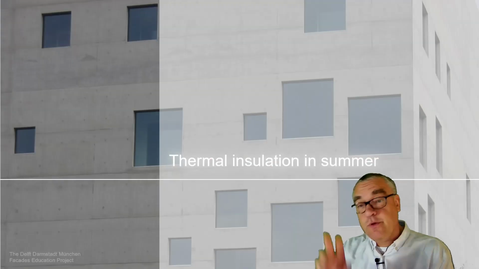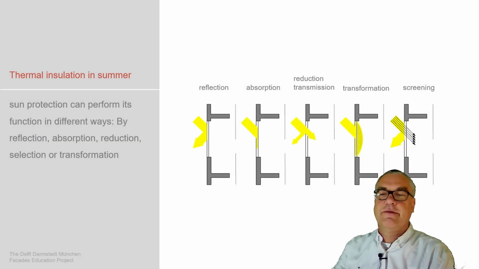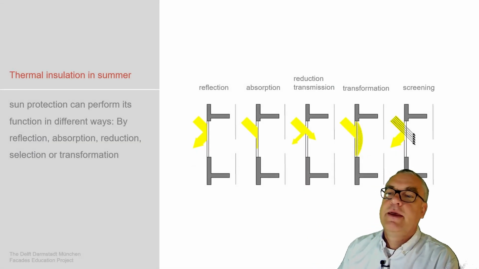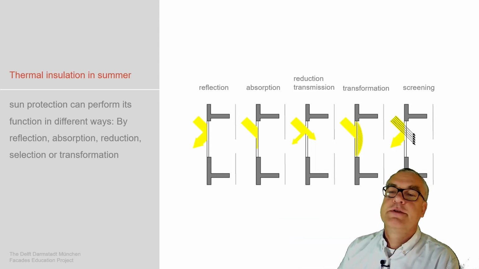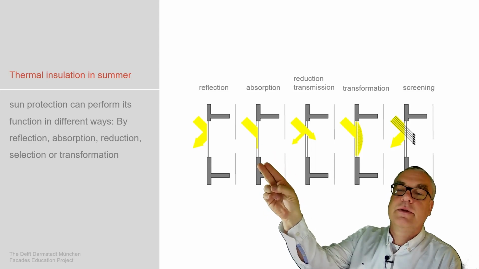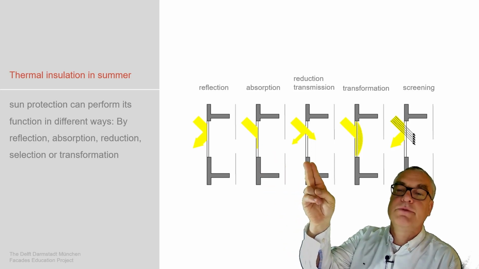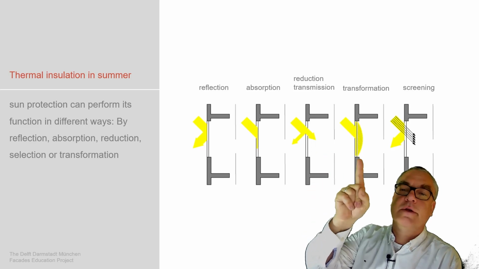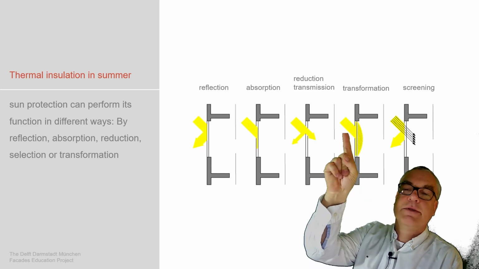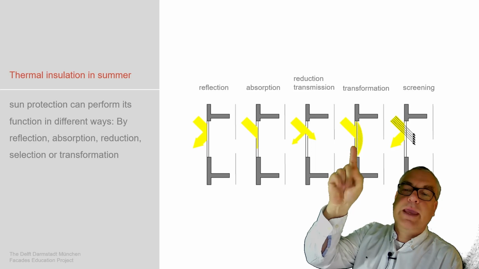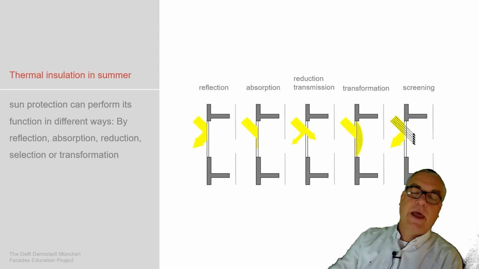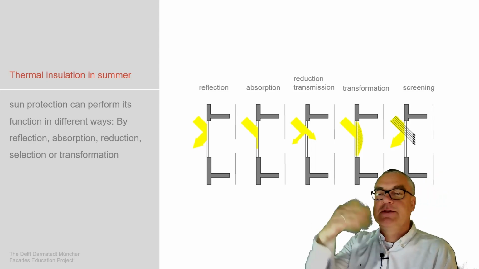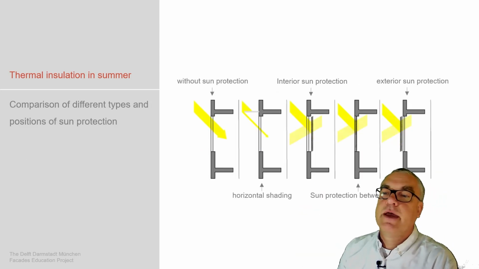Thermal insulation in summer works the same way, but vice versa. And here we have to deal with thermal insulation in summer mainly by the windows: reflection of the sun, the absorption in the glass itself, some transmission, so the energy going through the facade, and transformation, which means the sunlight is transferred into heat and then radiates to the inside. And then the screen, where we define which light goes through our system and which light needs to be reflected to the outside.